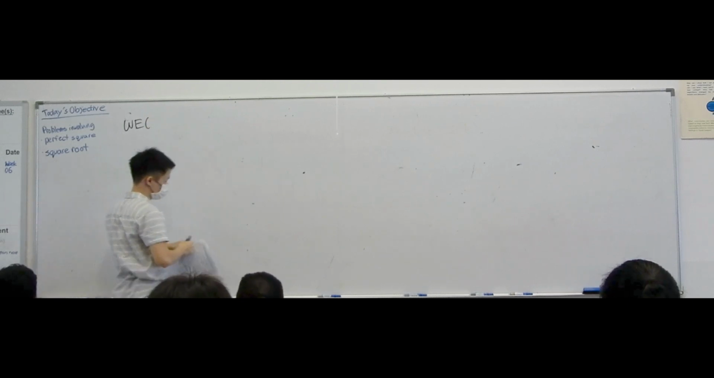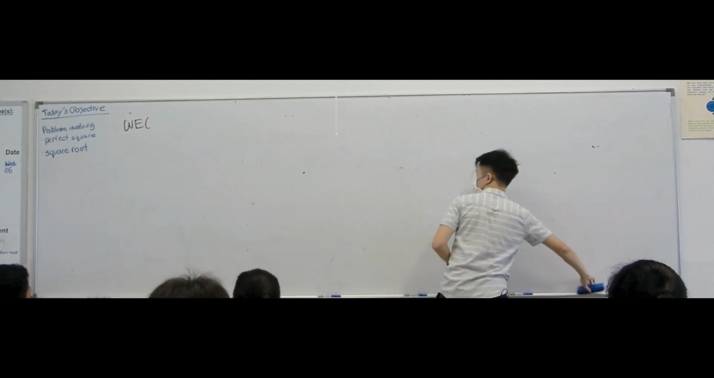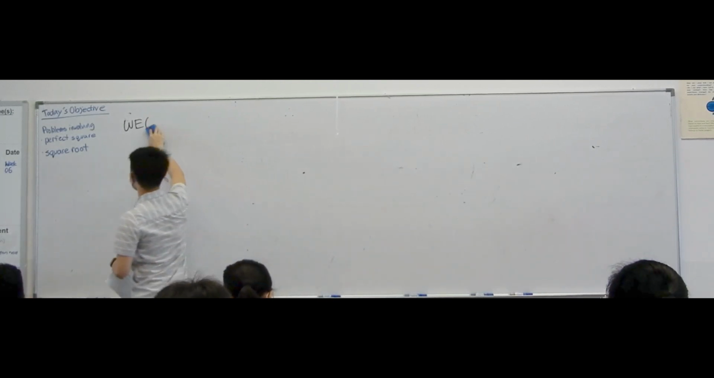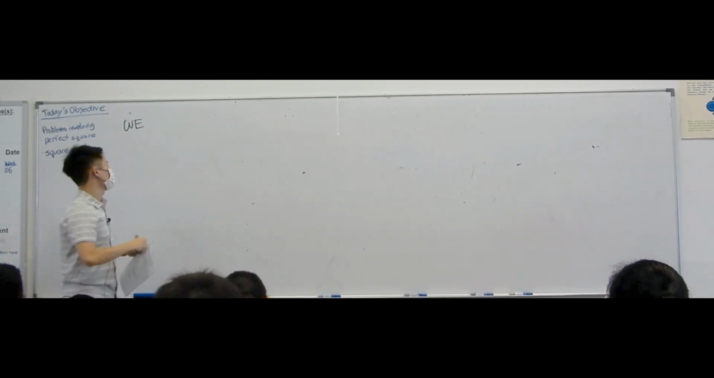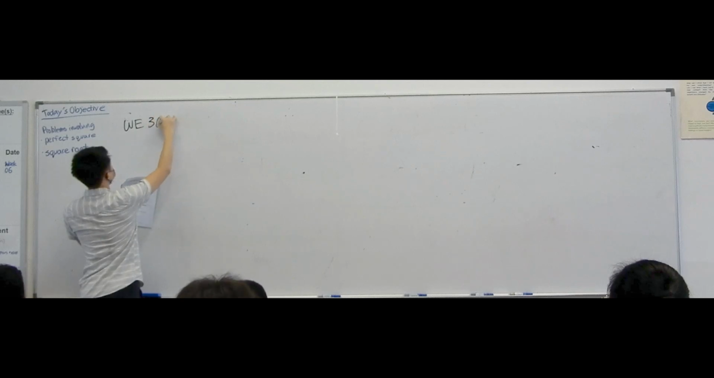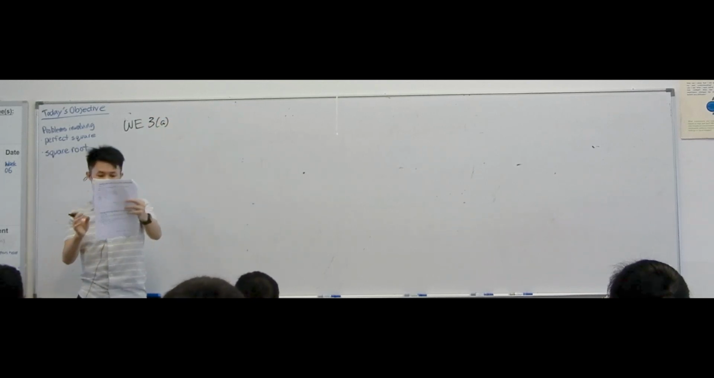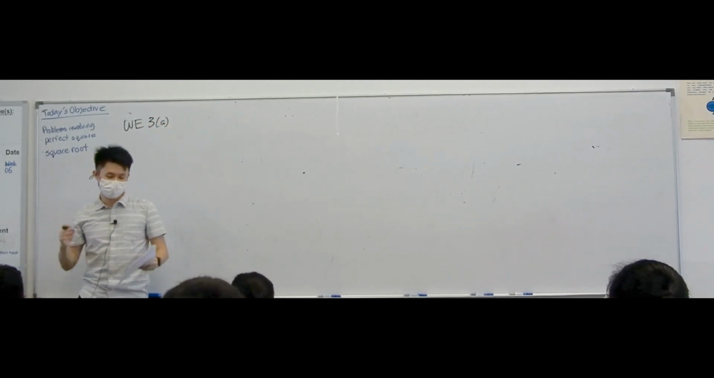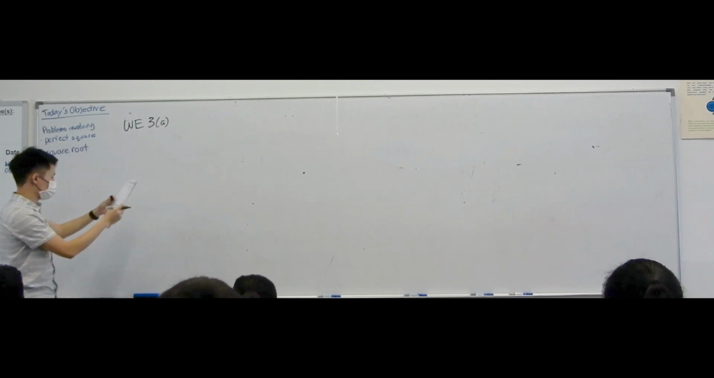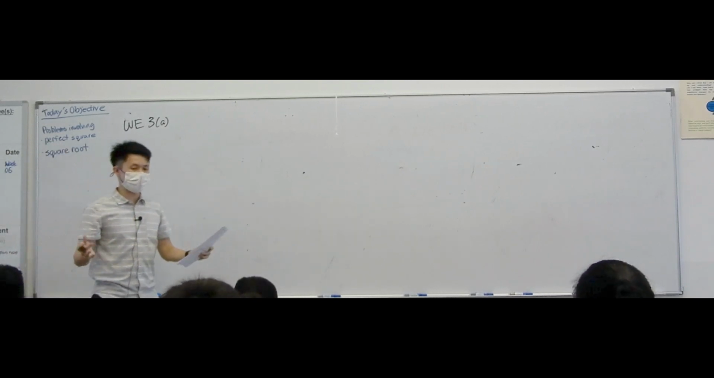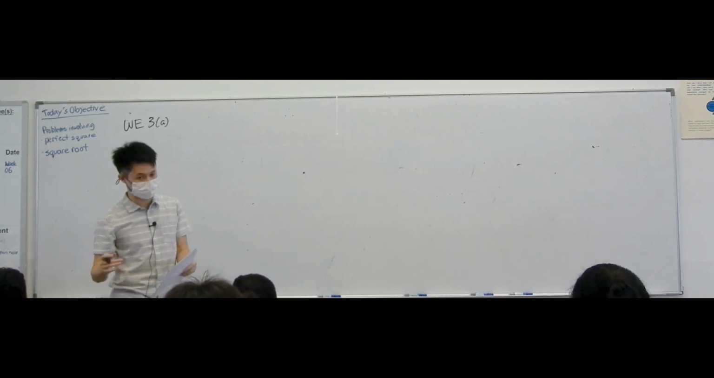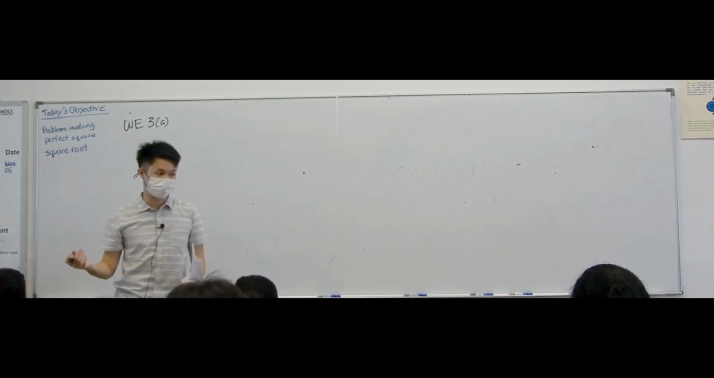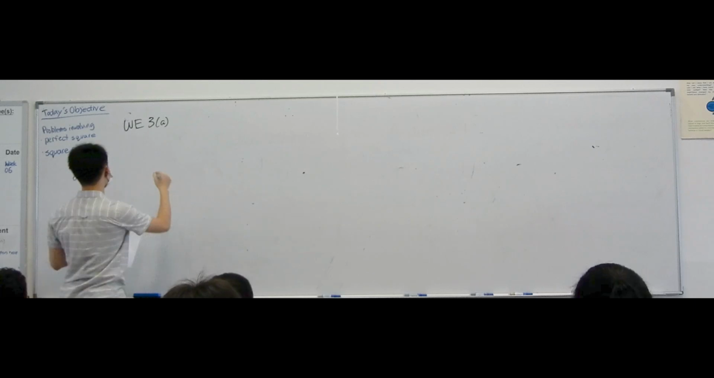I wrote it wrongly. When I say WE, it doesn't mean "we", it means work example. So, work example 3a. Please pay attention to how I analyze the question. Written as the product of its prime factors, 360 is equal to 2 cubed times 3 squared times 5. That is the given condition. I'm going to write it down.